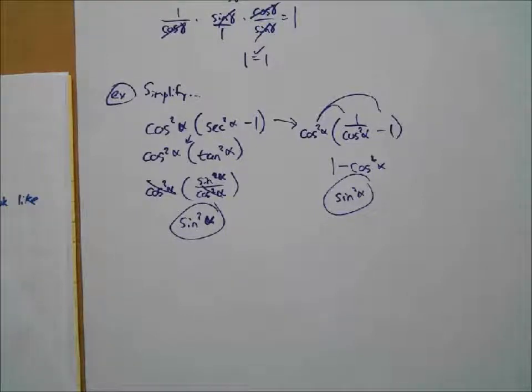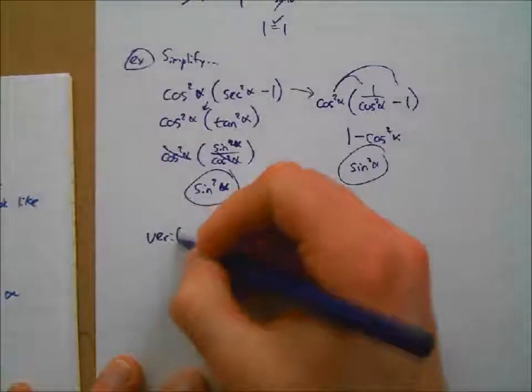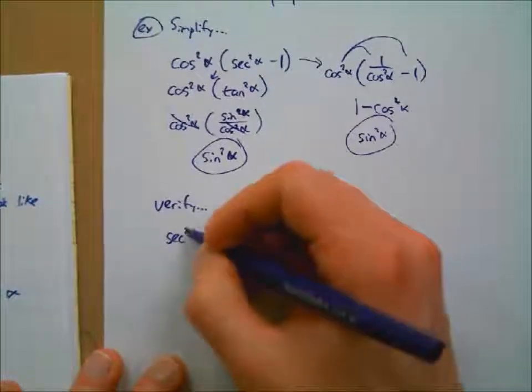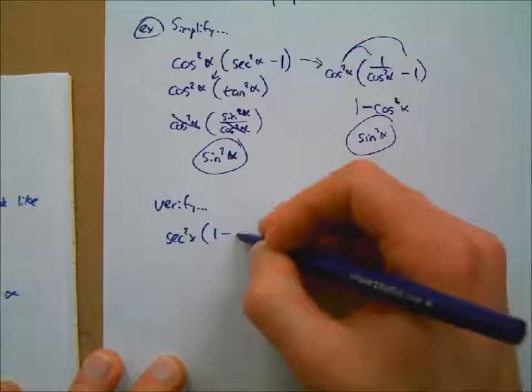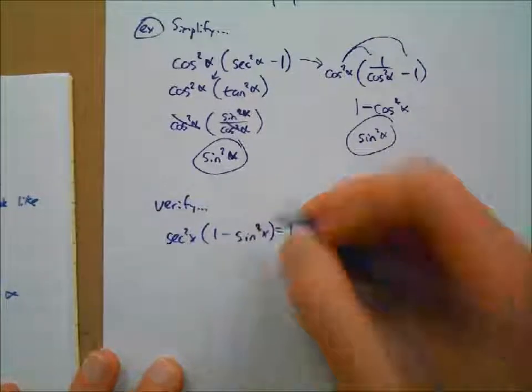All right, let me give you guys one to try then. So this is for you. I want you to verify that secant squared x times 1 minus the sine squared of x is equal to 1. Show that is true.